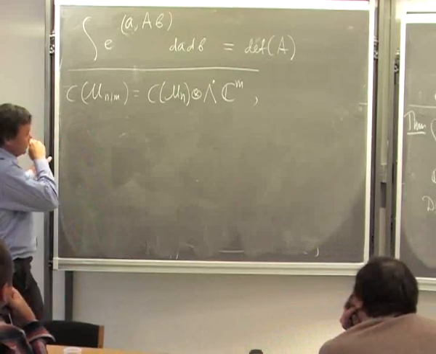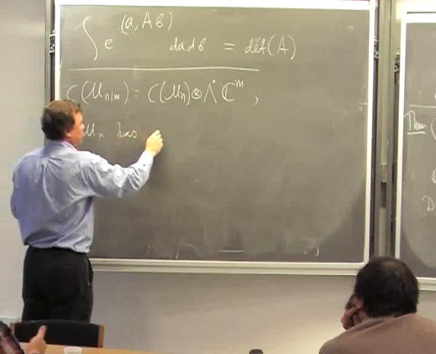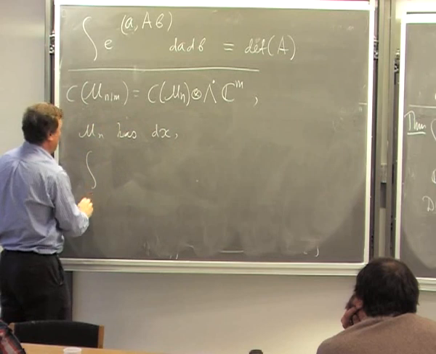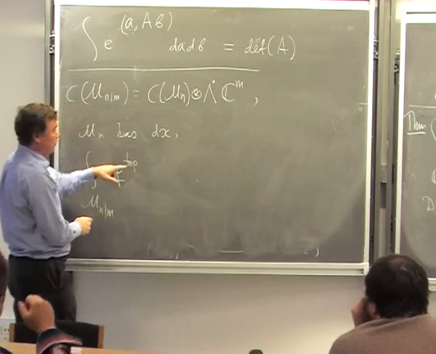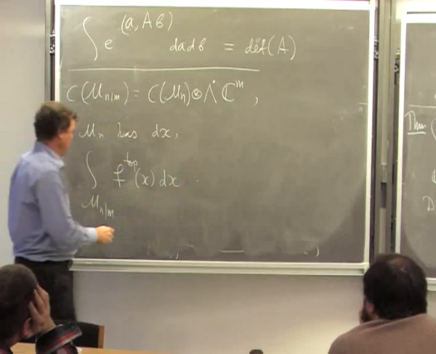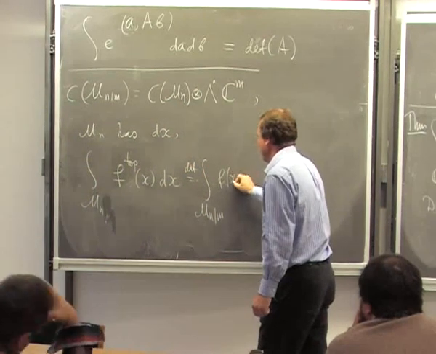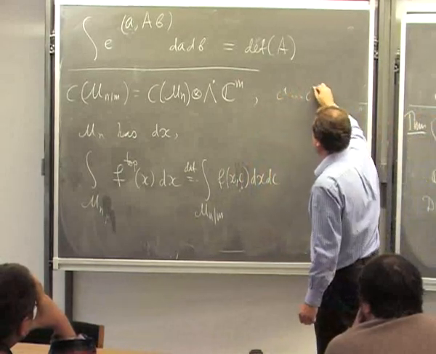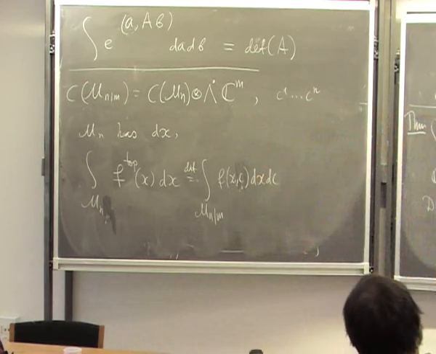So now, how to integrate over such a thing? Well, let's assume that M has the volume form dx. Then, when we have an element of this space, the integral over M^{n|m} is the following. First, you take the top part in this exterior algebra, and then you integrate it over dx. So this is the definition of the integral of f(x, c) dx dc, where I assume that c_1, ..., c_m are generators of this Grassmann algebra.